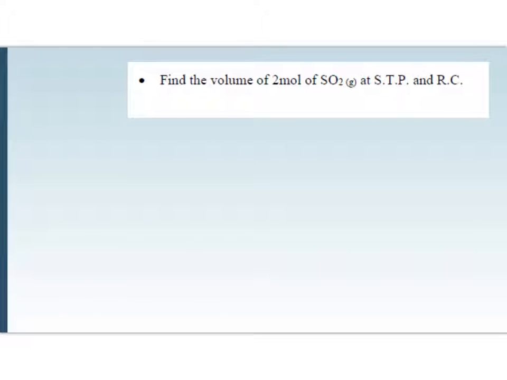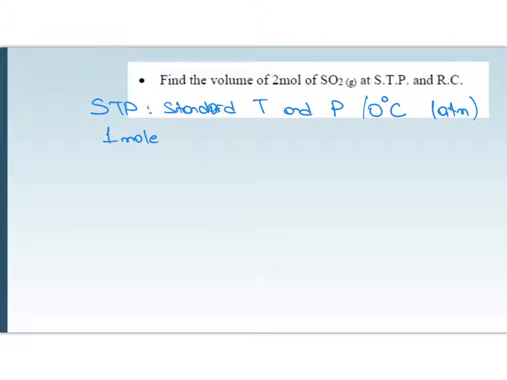Okay, this one. Now, STP and RC, they are some kind of conditions. Now, what are they? STP is standard temperature and pressure, which is 0 centigrade degrees and 1 atm. So, what is important about it? At this condition, 1 mole of any gas occupies 22.4 liters of volume. Now this is the first one.